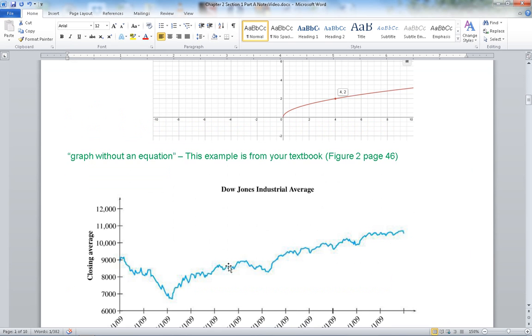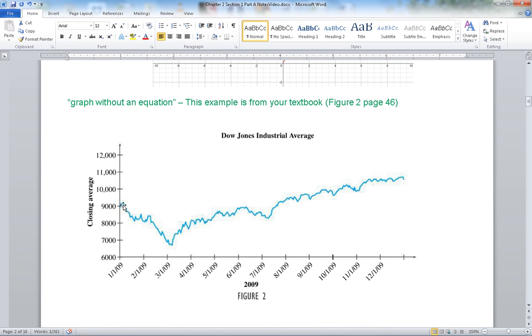Now here's an example where you don't really have the equation of what's creating this graph, but you're just plotting points across time. So these are the first day of months versus the Dow Jones Industrial Average for those dates. And then they're just connected with lines, or really in between here, they've got all the values plotted, and then they're just connecting those with these jagged looking little line segments.